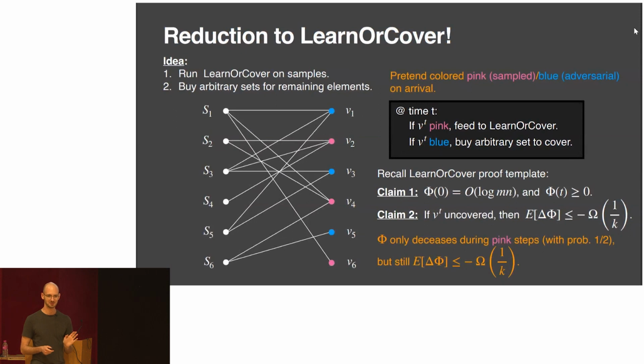Does that make sense? Any questions? I know it's late, I'm sorry. So it's a harder model even. It's like half of it is in random order and then half is adversarial.